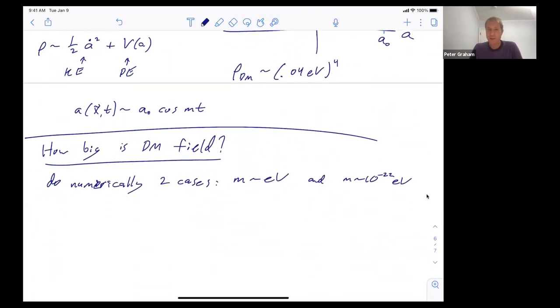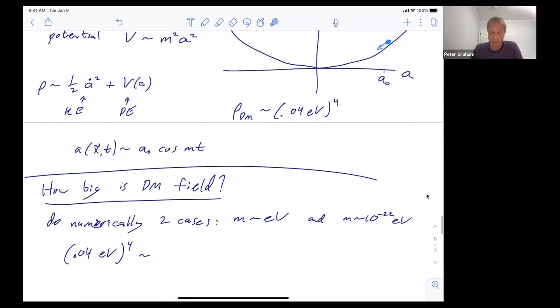So how big is this field? Well, we said the local energy density contained in this dark matter field is this value here, right? And as a function of the value of the field, this is the energy density contained in the field. So I can just equate those two. I can just say 0.04 eV to the fourth should be equal to, and by the way, I'm dropping plenty of order one constants throughout these lectures. That's why I keep writing these twiddles. This is just for pedagogy, trying to keep things simple. Should be equal to this value here.